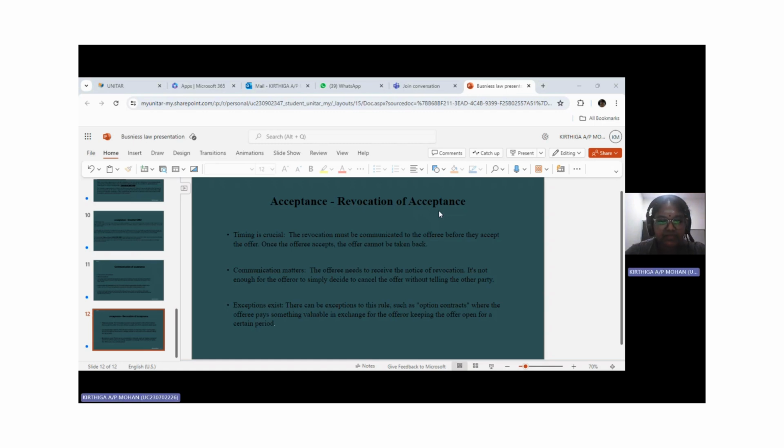Exceptions exist. There can be exceptions to this rule, such as option contracts, where the offeree pays something valuable in exchange for the offeror keeping the offer open for a certain period.